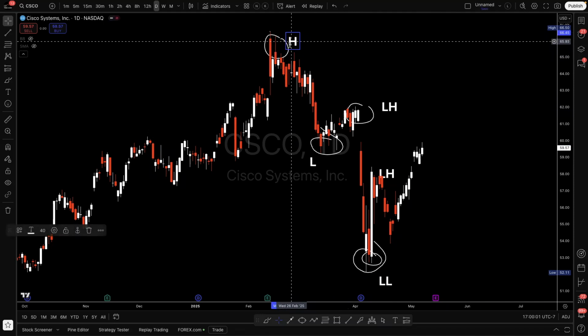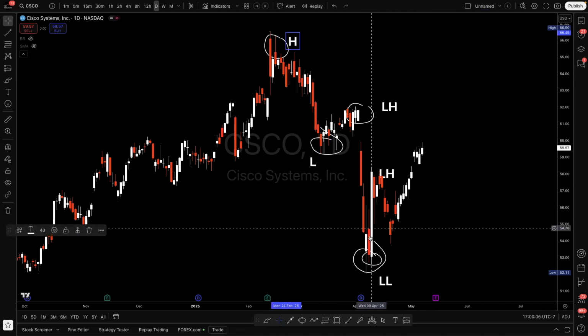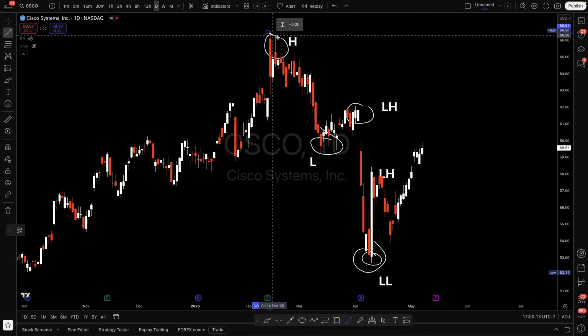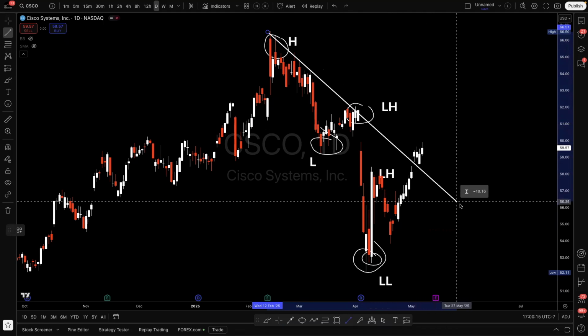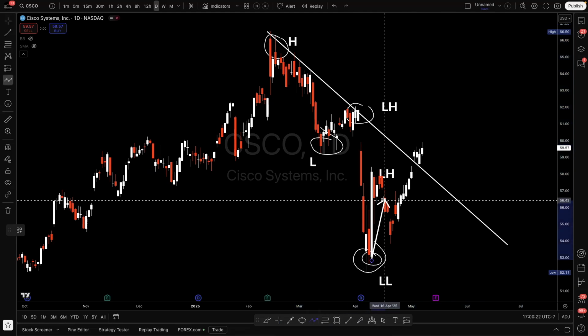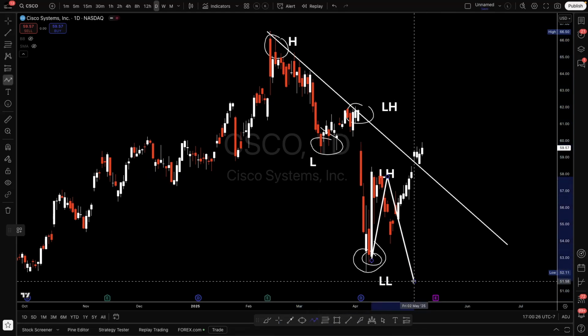What I'm seeing is my high right here, my low, my lower high, lower low, lower high. When we have that sequence, we're in a downtrend. I'm going to connect my peak, connect my second, and drill it on down here. We have our lower high here, but guess what? We failed to make a lower low. This gives us an indication that we are reversing to an uptrend.